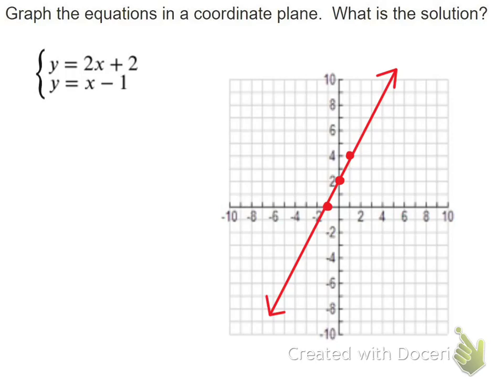Let's take a look at our second equation. What is the y-intercept here? Negative 1. So I start at my origin, and which direction do I go? Down 1. And then from there, I graph my slope. What's my slope? Up 1 over 1. Perfect. Then I go back to my y-intercept, down 1 over 1. And that's how I graph my line.